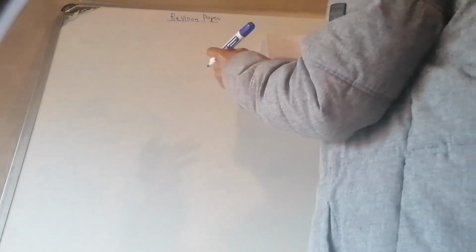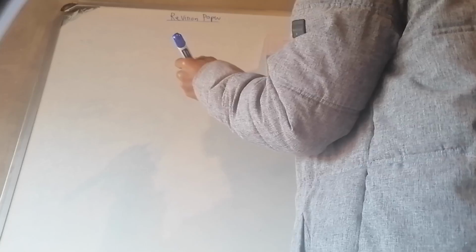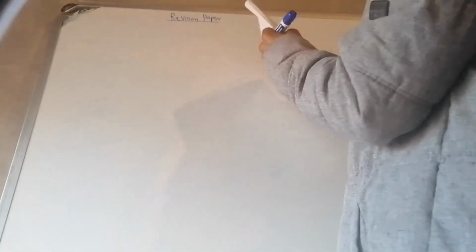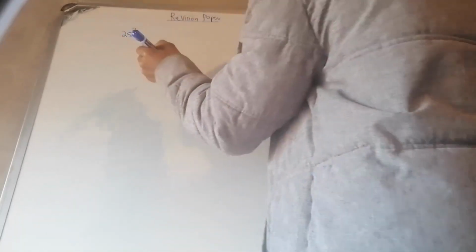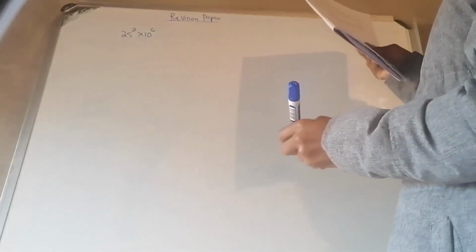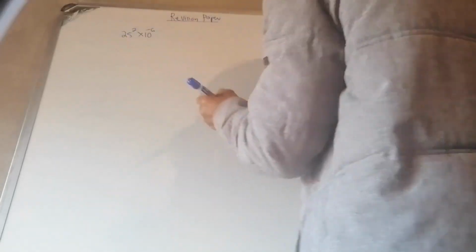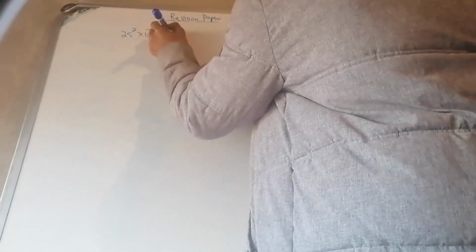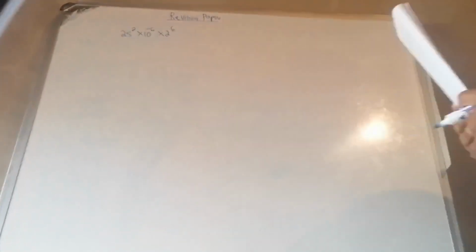What is the value of 25 squared multiplied by 10 to the power of minus 6 multiplied by 2 to the exponent 6?